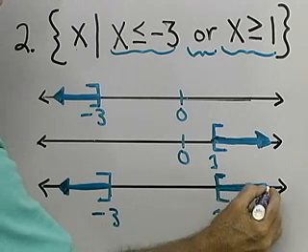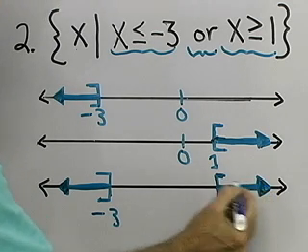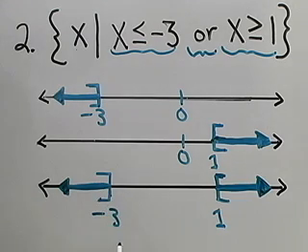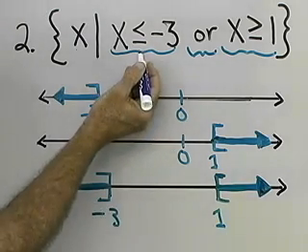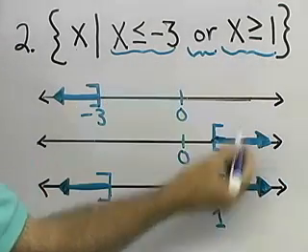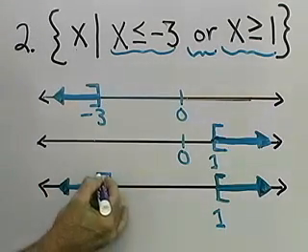So you can see when the endpoint is part of the solution set, I use the brackets, and when the endpoint is not part of the solution set, then I would use the parentheses. But since this is less than or equal to, and this is greater than or equal to, I know my endpoint is part of the solution set.